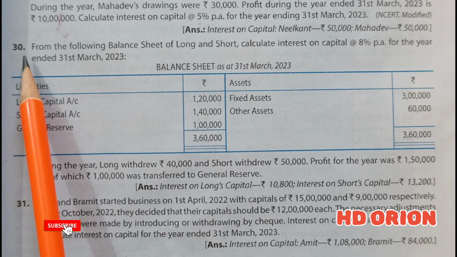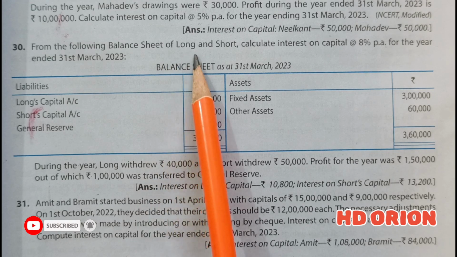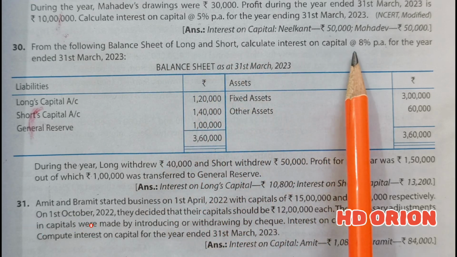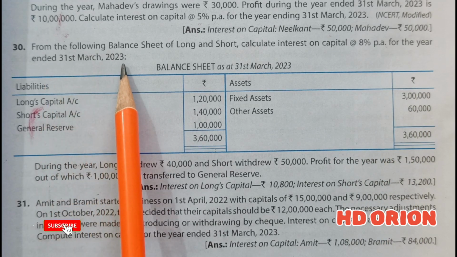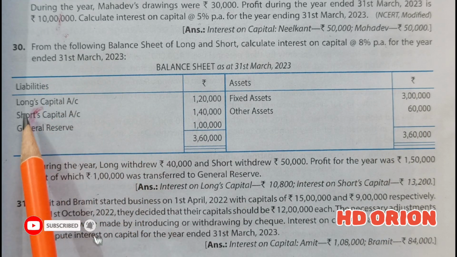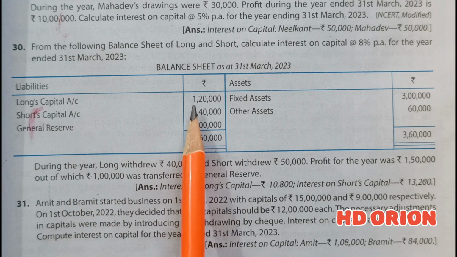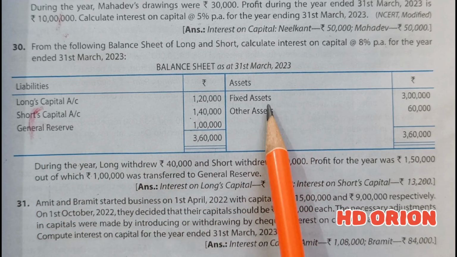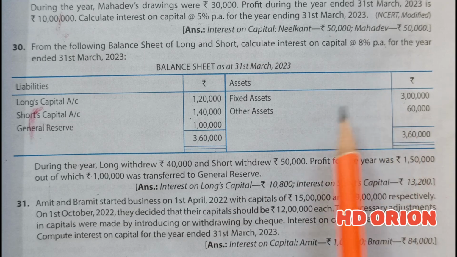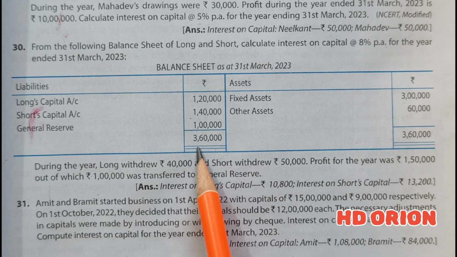Now let us see question number 30. From the following balance sheet of Long and Short, calculate interest on capital at the rate of 8% per annum for the year ended 31st March 2023. To the liabilities side, capitals of Long and Short is given, which is 1,20,000 and rupees 1,40,000 respectively. General reserve is of rupees 1 lakh. To the asset side, fixed asset is rupees 3 lakh. Other assets are rupees 60,000. Grand total rupees 3,60,000.